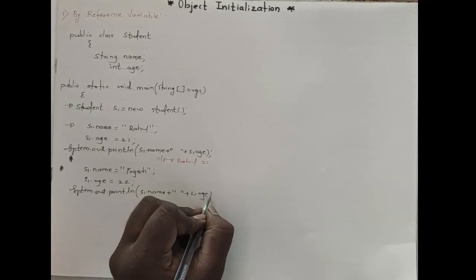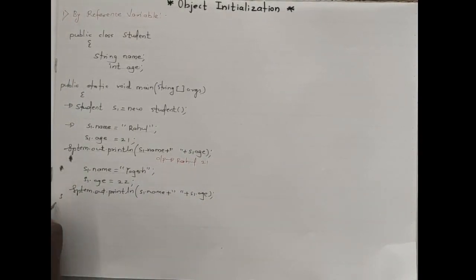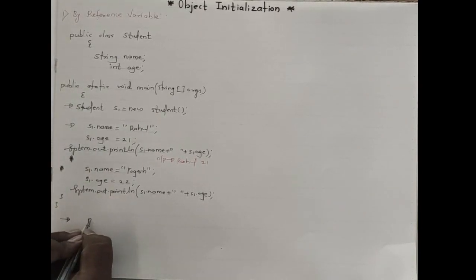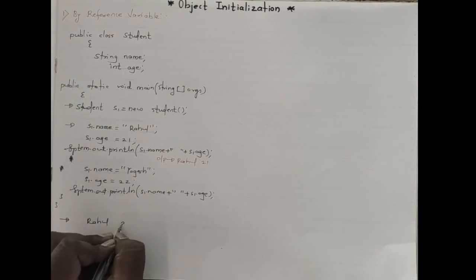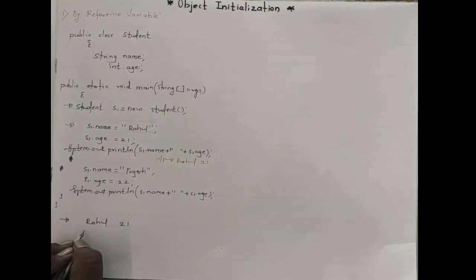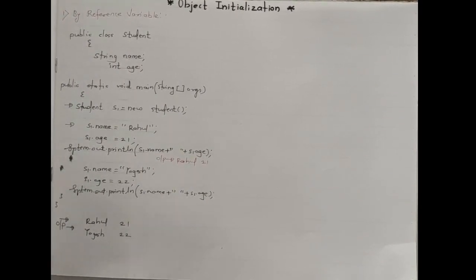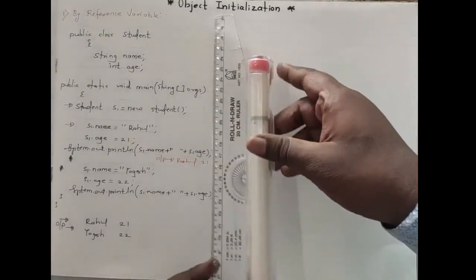So when we execute this program in the console, we get output as Rahul 21 and in the second line Yogesh 22. Okay, that is the output. If we have a number of students, we can simply utilize this. Simply by creating another object, we can initialize that. No problem. So we have a second topic with us.